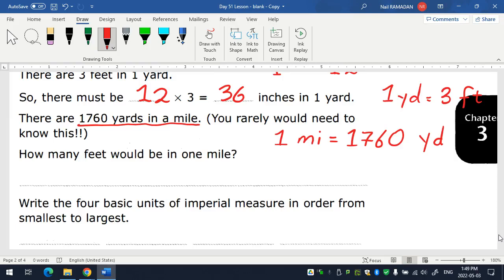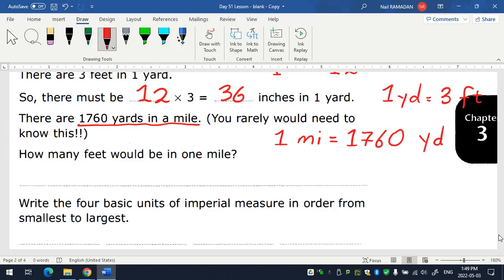Each one of those yards is how many feet? 3. Which means what? 3 plus 3 plus 3 plus 3. How many times? Again, how many yards in a mile? 1,000. Oh no, I'm asking still. You multiplied, I didn't yet. Each yard is divided into how many feet? Three. So three, three, three, three, three. How many times?